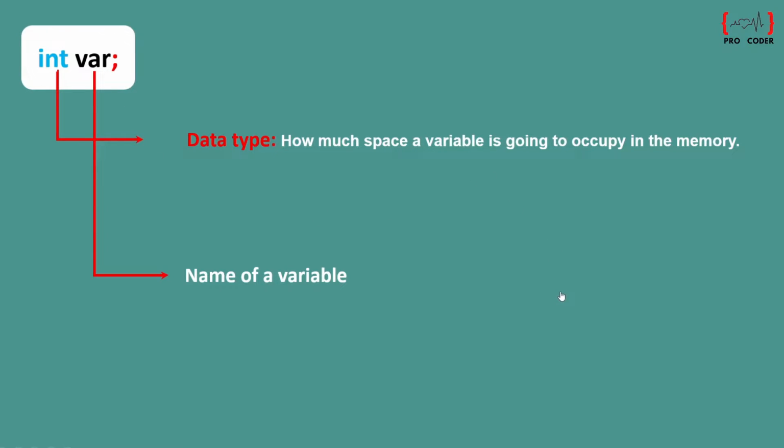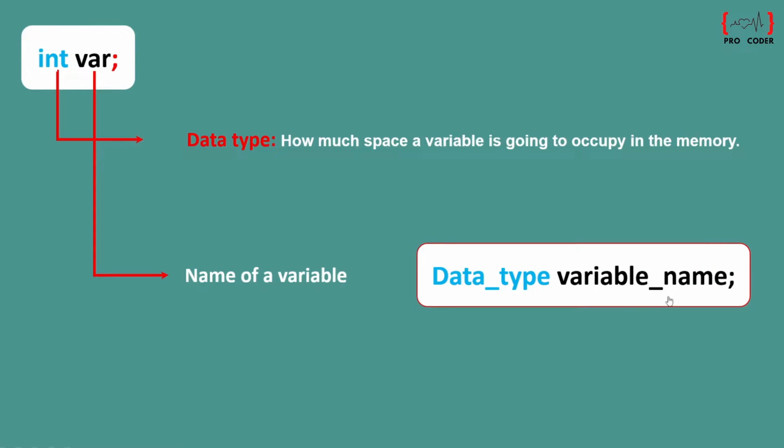Now, the syntax of declaring a variable looks like this: data type, variable name, and a semicolon. You don't have to worry about data type. We will talk about it later. Memory space depends upon the type or data type you use.